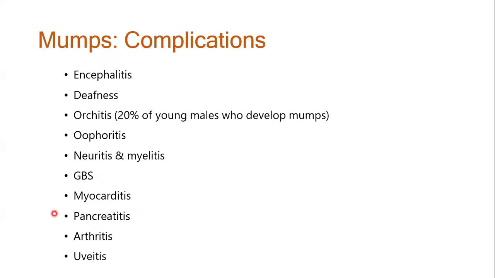Pancreatitis, as I said, is very specific for mumps. So mumps can directly affect the pancreas tissue. Arthritis, which is inflammation of the joints. So someone will present with maybe joint pain and then be unable to move the joint because it's painful or stiff. Then uveitis. Uveitis is inflammation of the uvea. So the uvea is one of the structures of the eye.